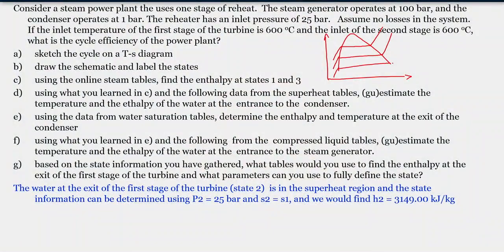Whenever we're trying to define a state, we need to take information about the process both before and after that state when we're considering a cycle. So for this case, remember, we were looking for the enthalpy at the exit stage of the first turbine. So if this is state 1, we wanted the information at state 2. Now from 1 to 2, we know that's an isentropic process, and from 2 to 3, we know that's an isobaric process.